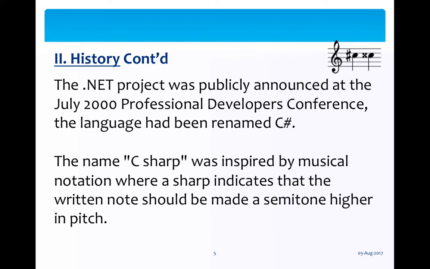The .NET project was publicly announced at the July 2000 Professional Developer Conference. The language was renamed C#. The name C# was inspired by musical notation, where C# indicates that the note should be played a semitone higher in pitch.